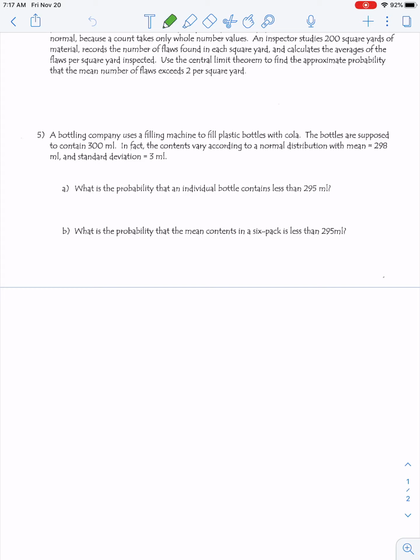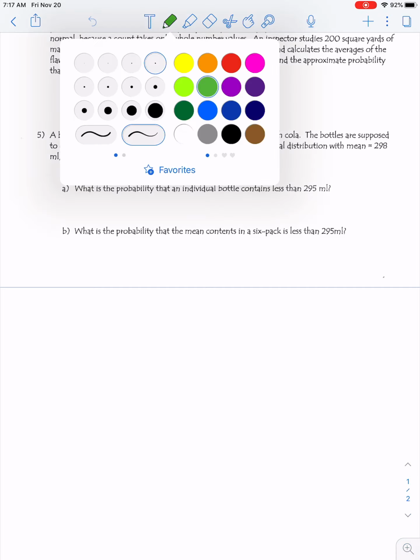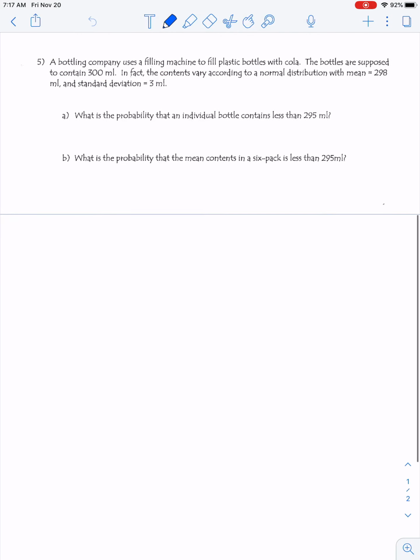Good morning. I just wanted to zoom in here with you. Actually, I'm not zooming. I'm doing something here on Notability. This is the worksheet on the back of your guided notes for central limit theorem.